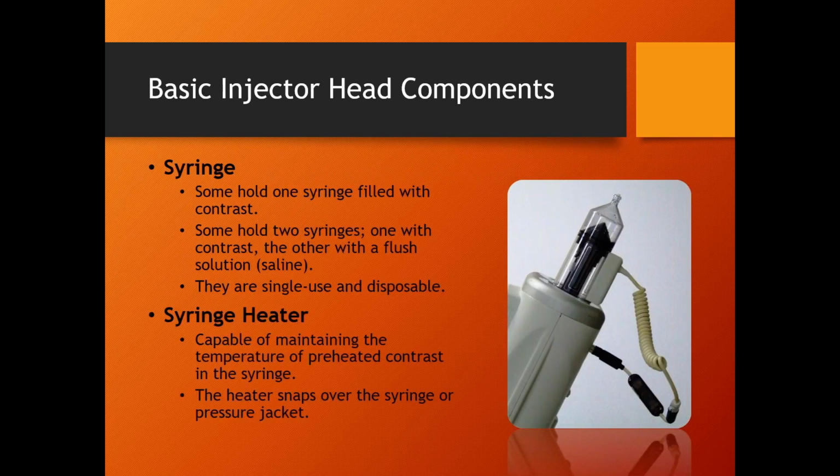Now the syringe heaters. One of the other things that affects how much pressure gets built up in the syringe is the viscosity of the fluid. The contrast fluid is close to water, but there is a slight syrupy texture to it, a little bit of thickness. So they want to keep the contrast fluid as warm as they can. That makes it thinner, less viscosity, so it flows more easily.